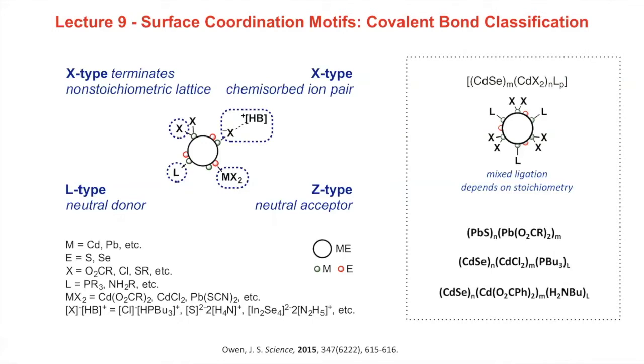And then there are also X-type ligands that balance charge with some outer sphere cation. We'll talk about some examples like that. So here we have an ion pair that's adsorbing, and there's no excess metal ion in this underlying crystal required. All the charge balances with an outer sphere cation. And then there's also the neutral donor type: phosphine, amine, phosphine oxide, thiol. And then finally, what we call Z-type ligands, these metal X complexes.